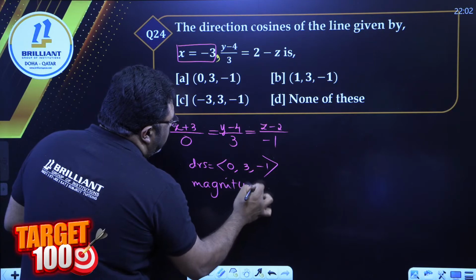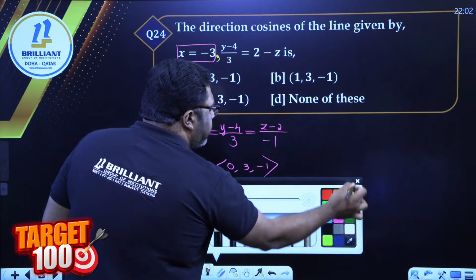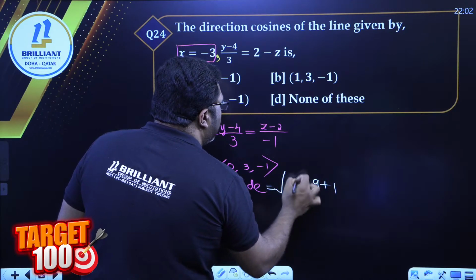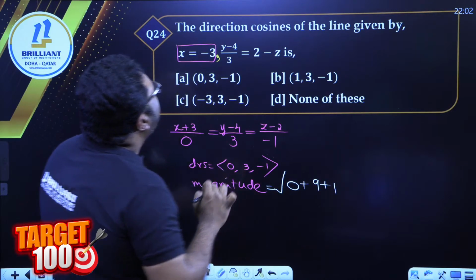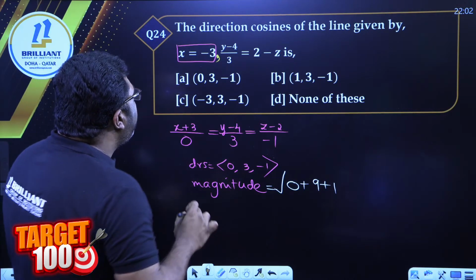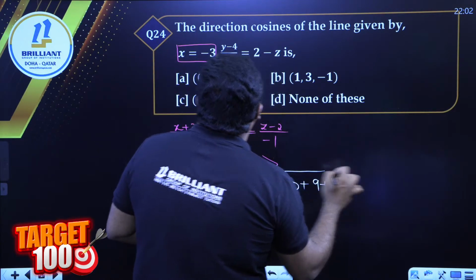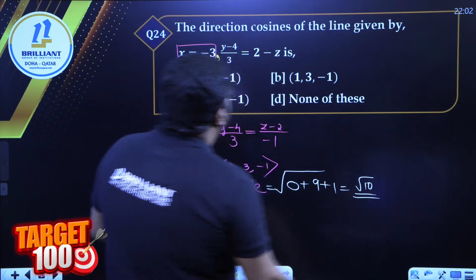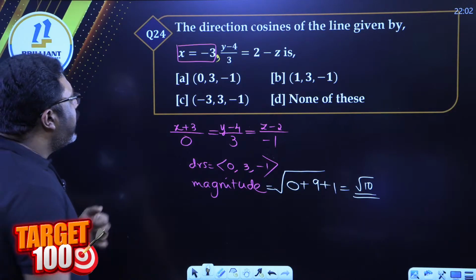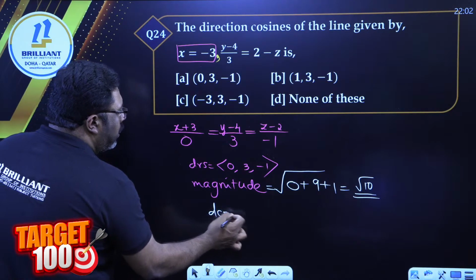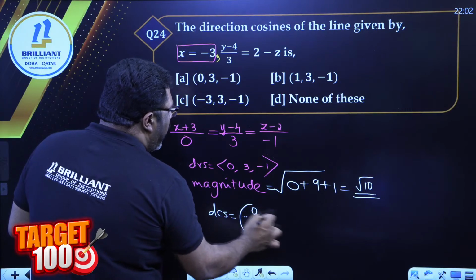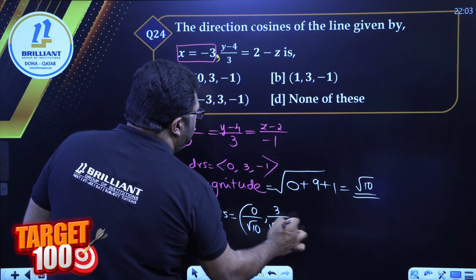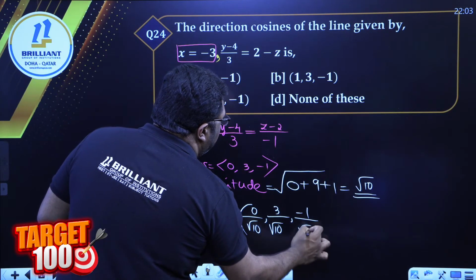So what's the magnitude, my dears? Magnitude is 0 plus 9 plus 1. They're asking the direction cosines, right? 0 plus 9 plus 1, it's going to be root of 10. So what's your answer for the direction cosines, all of you? 0 by root 10, 3 by root 10, minus 1 by root 10.